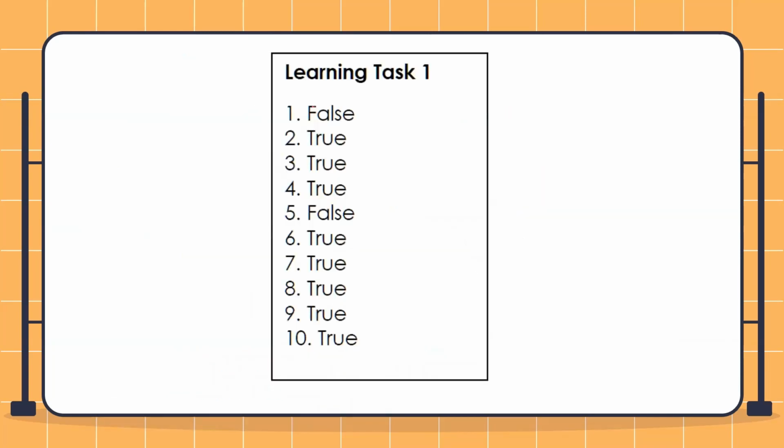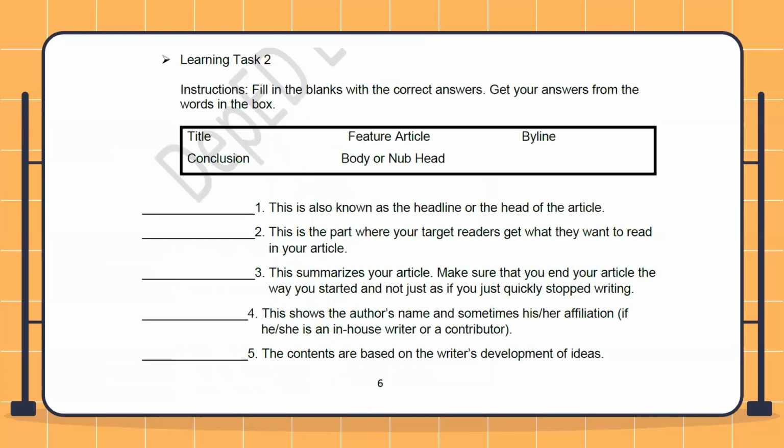So the correct answer for number 1 is false, 2 true, 3 true, 4 true, 5 false, 6 true, 7 true, 8 true, 9 true, and 10 true. If you got the answers correctly, that gives you 10 over 10. Learning task number 2.